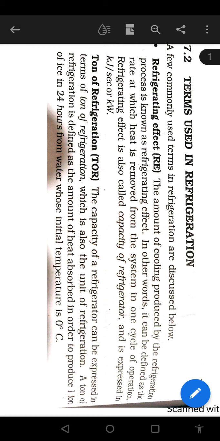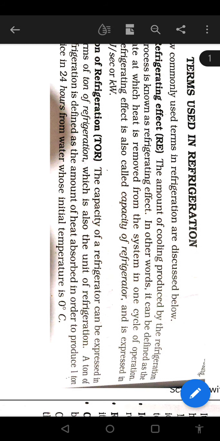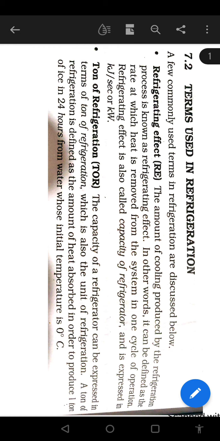Next is ton of refrigeration. Ton of refrigeration is the capacity of the refrigerator, which can be expressed in terms of ton of refrigeration, which is also the unit of refrigeration. 1 ton of refrigeration is defined as the amount of heat absorbed in order to produce 1 ton of ice in 24 hours from water whose initial temperature is 0 degrees centigrade.